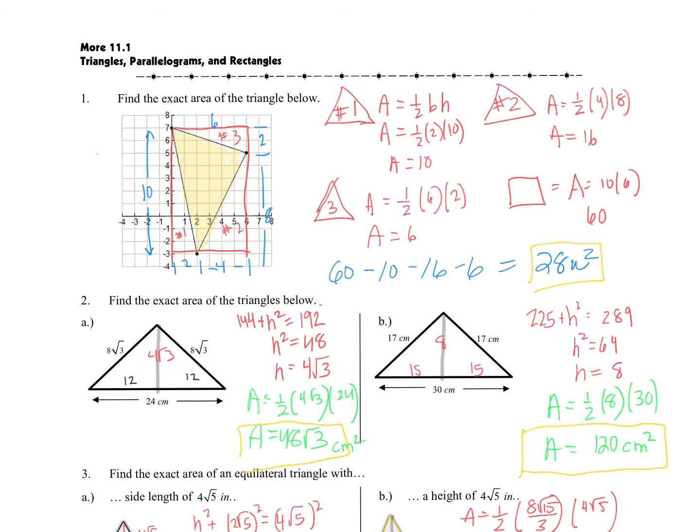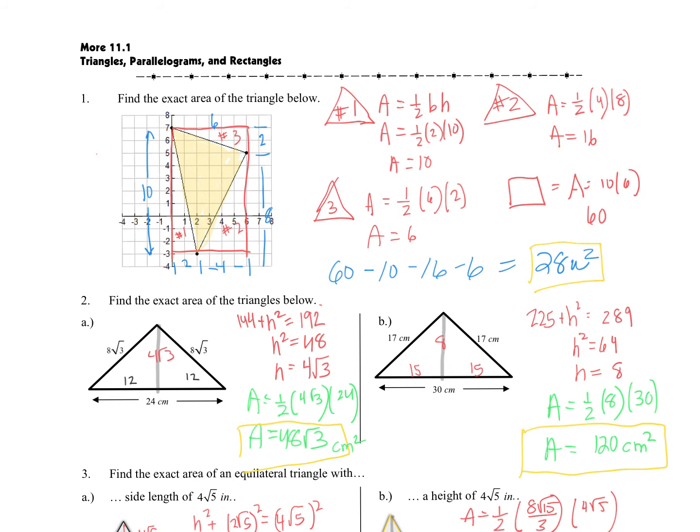Once I have the height, I can say the area is 1/2 the base, which is 24, times the height, which is 4 times the square root of 3. And so that is going to give me 48 times the square root of 3 centimeters squared.